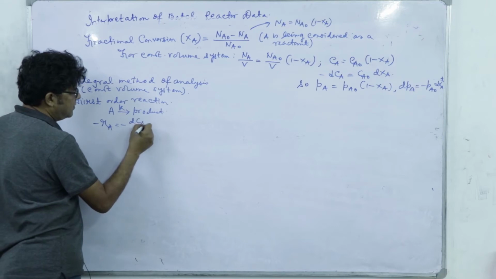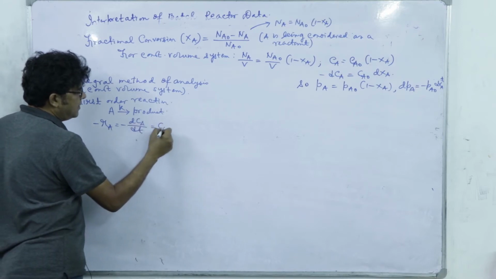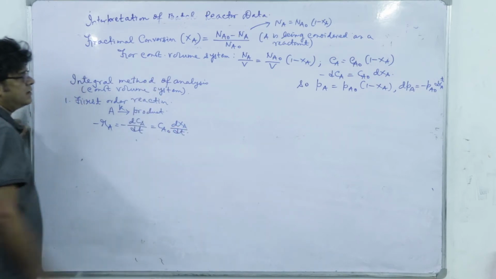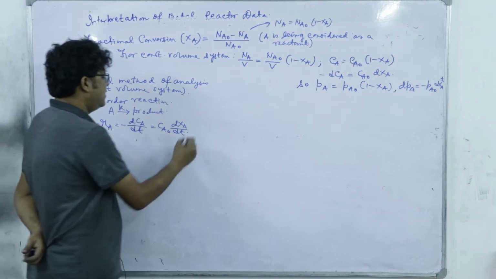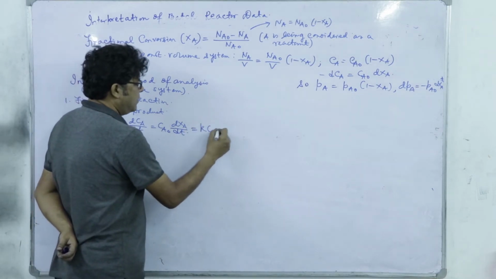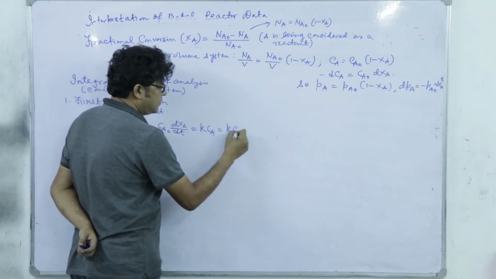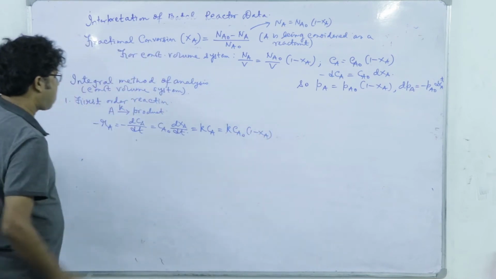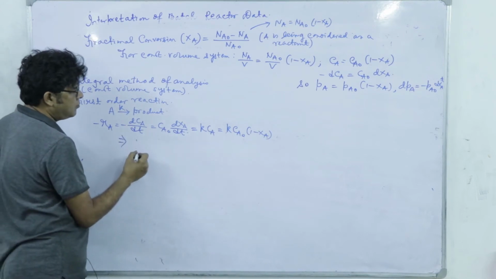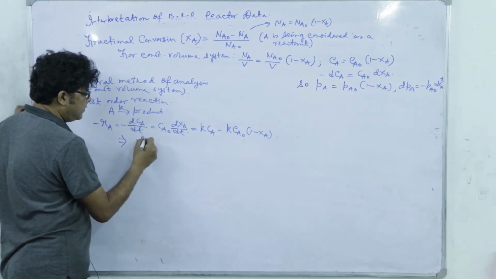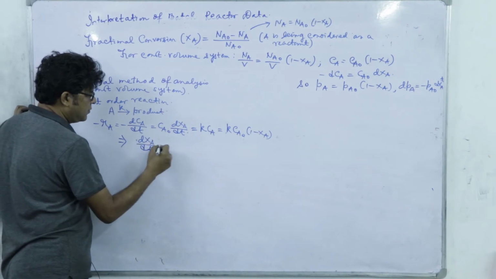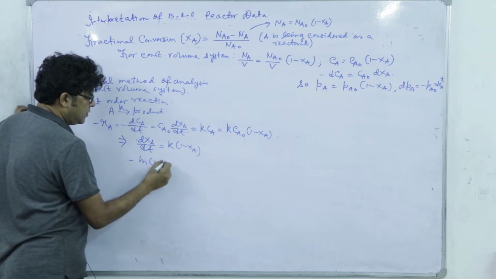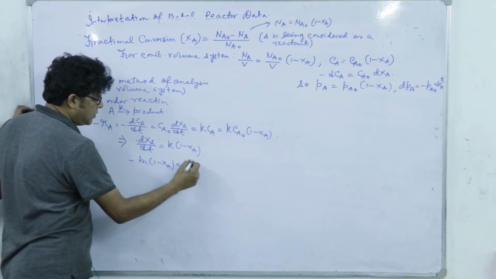So minus dCa dt is equal to Ca0 into dXa dt, and that is equal to K into Ca, because it is first order. So it is K into Ca0 into 1 minus Xa. Ca0 cancels out from both sides, so dXa dt equals K into 1 minus Xa, and upon integration, minus ln of 1 minus Xa equals K into t.